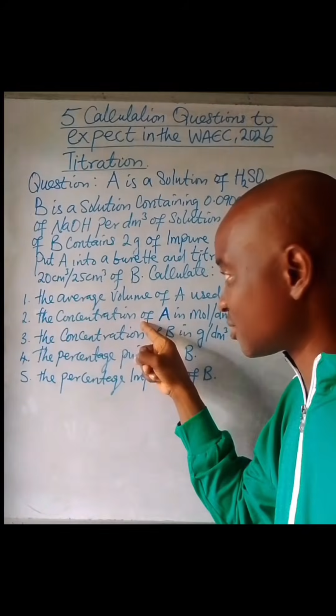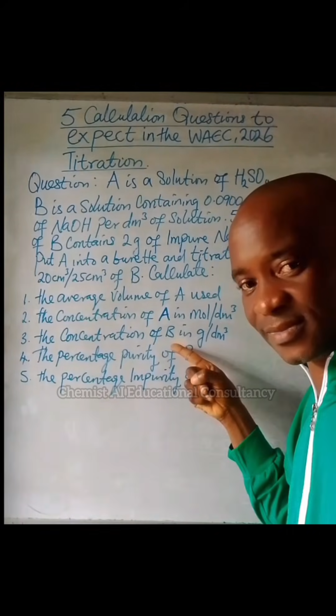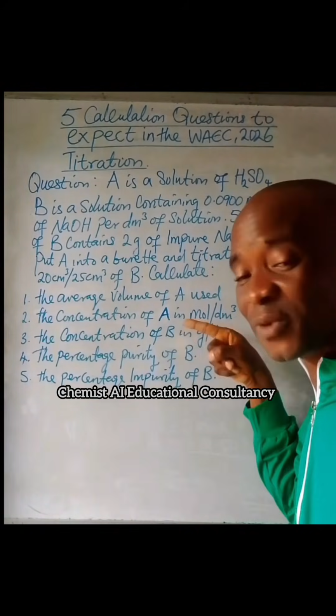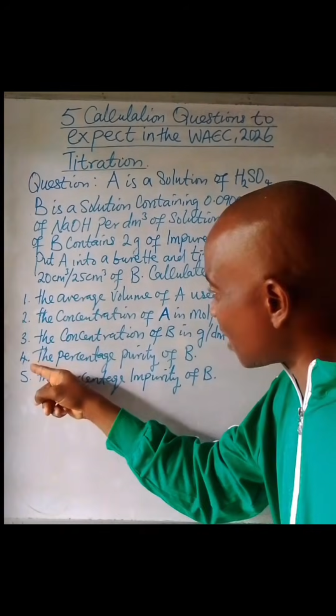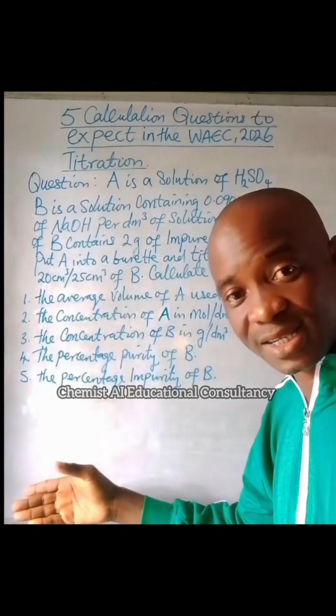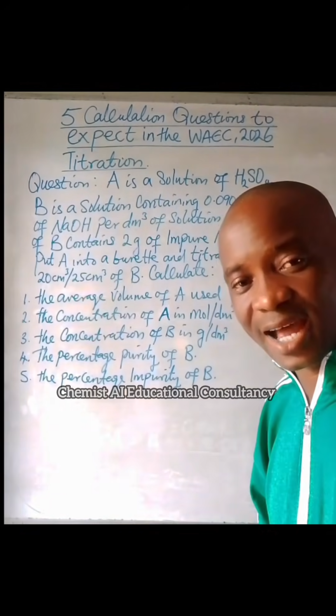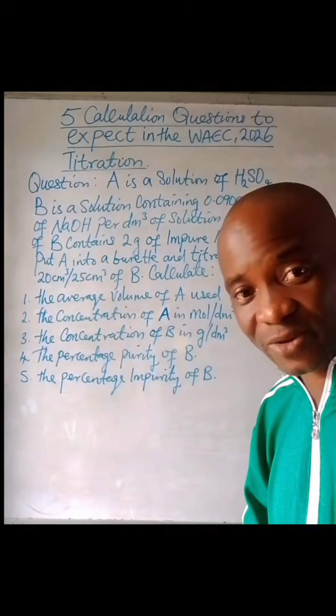Number 2 comes out, even number 3, compulsory. But you don't know whether it is concentration for base or acid. Number 4 and number 5, percentage purity and impurity, they are likely questions, but they don't come out every year.